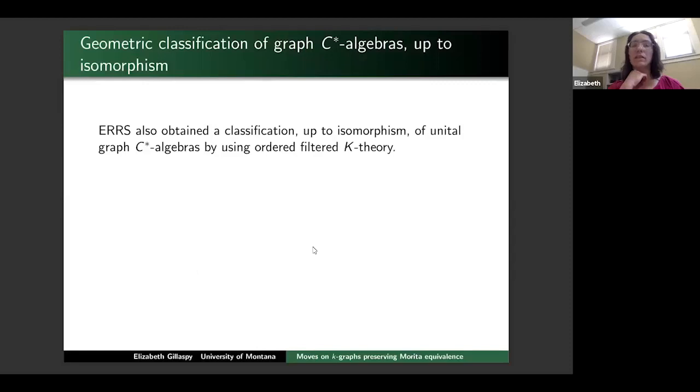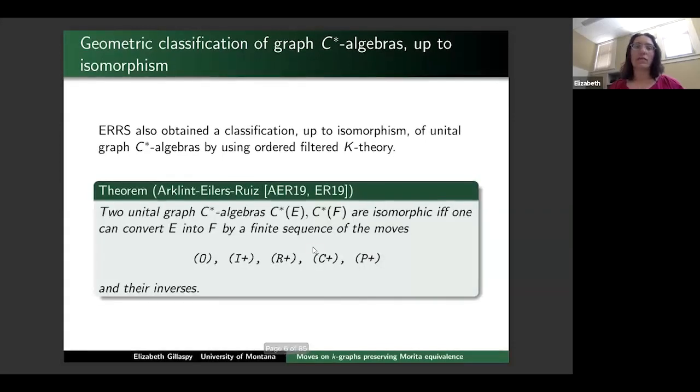Eilers, Restorff, Ruiz, and Sorensen in the same paper actually also obtained a classification up to isomorphism of these unital graph C-star algebras using ordered filtered K-theory. And more recently, Søren Eilers and Efren Ruiz, and in conjunction with Sarah Arklint, have work on sort of a geometric classification of these graph C-star algebras. So a classification in terms of moves or operations at the level of the graph, not at the level of the C-star algebra, much less at the level of the K-theory.